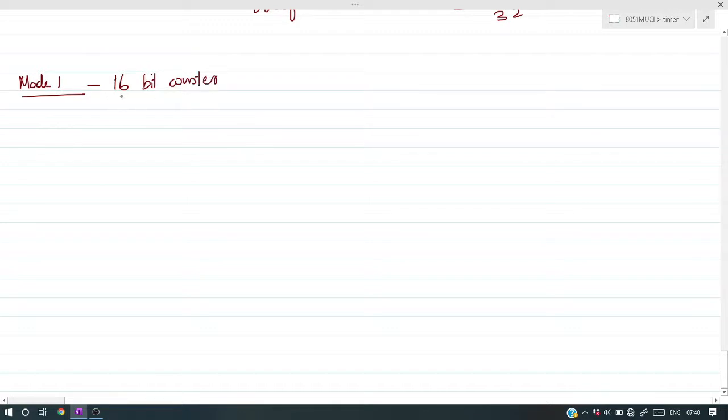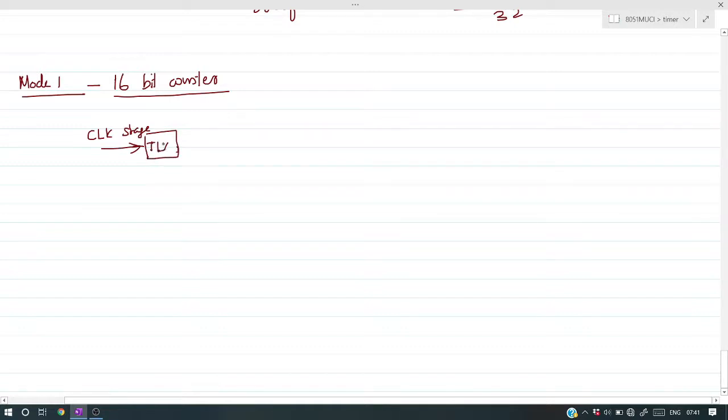The entire 16-bit content, that is TLX and THX, is used for counting, for loading the count. So it is a 16-bit counter. Just like earlier, this is coming from the clock stage. Clear? Clock stage.